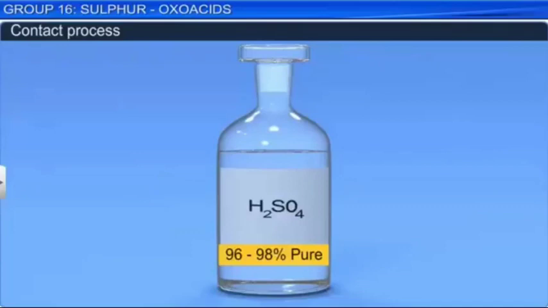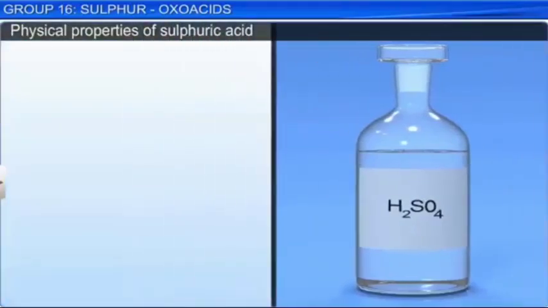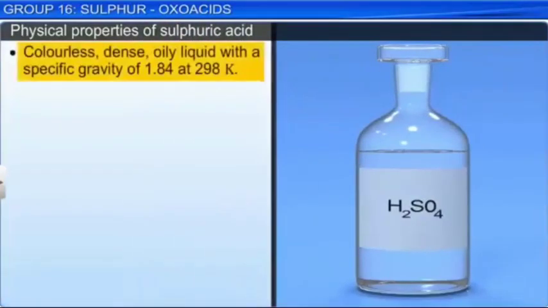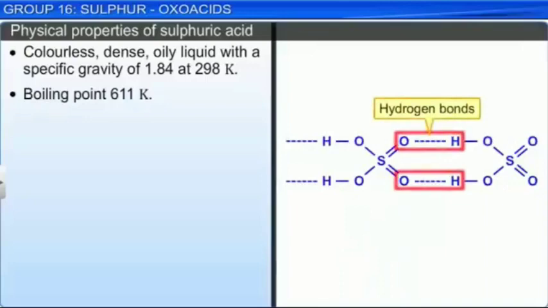Let's now look at the physical properties of sulfuric acid. Sulfuric acid is a colorless, dense, oily liquid with a specific gravity of 1.84 at 298 Kelvin. It has a boiling point of 611 Kelvin. The high boiling point and viscous nature is due to hydrogen bonding, because of which a number of simple molecules bind together to form a cluster.